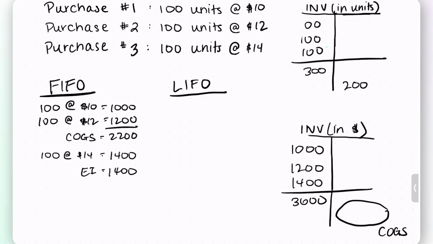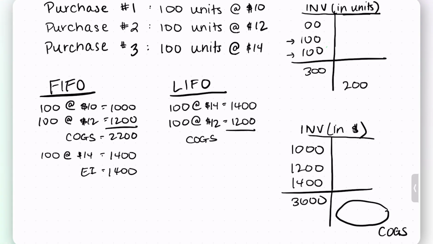We're still selling 200 units, but this time we're going to assume that the 100 units we sold first were the last in, first out. So these units that we purchased at $14 are the first ones that we sell, 1,400. Then the next 100 units of that 200 unit sale are assumed to be these units, last in, first out. So the $12 per unit were the next ones that we sold. We're going to go in reverse order with LIFO. That means that our cost of goods sold under LIFO is $2,600.